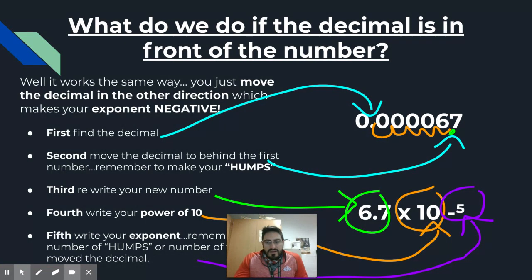Now, this is interesting because this number is really small, right? It's not like 2 billion. This is 0.000067. Really tiny number. That's why we have a negative exponent. We'll explain that in a second.